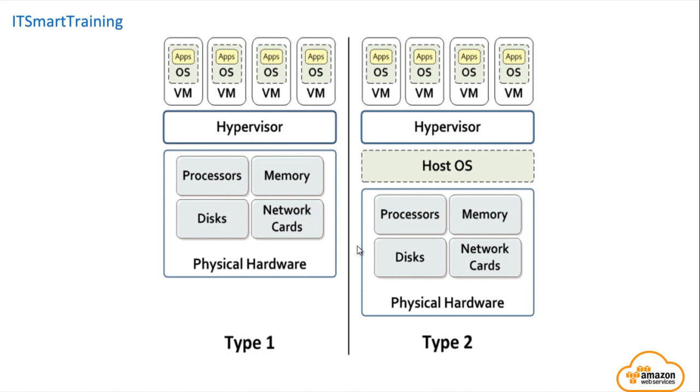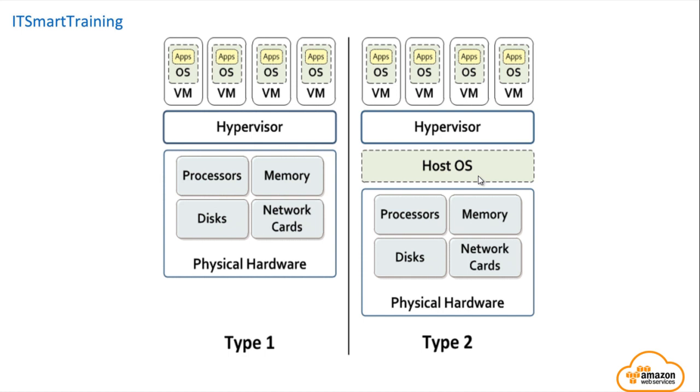See, there are two diagrams written here. One is type 1, another one is type 2. At first we describe the type 2 virtualization technology. You can see that this is my physical hardware. Inside my physical hardware, there is a processor, memory, disk, network cards, all residing in my physical hardware. Using this hardware, we install a host operating system. Suppose Windows 10, Windows Server 2012, Windows Server 2016, Windows Server 2019. VMware Workstation is an application. This kind of operating system we can install over there.